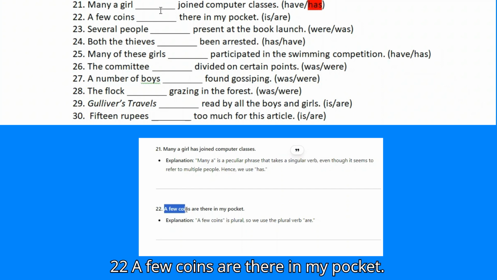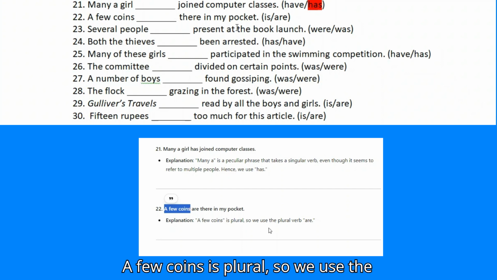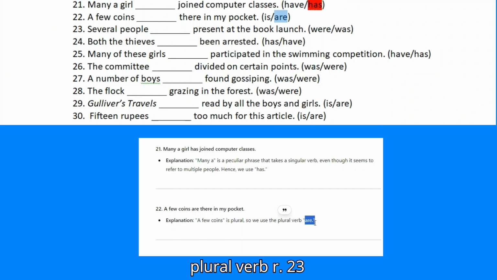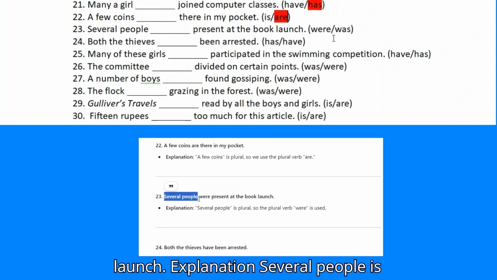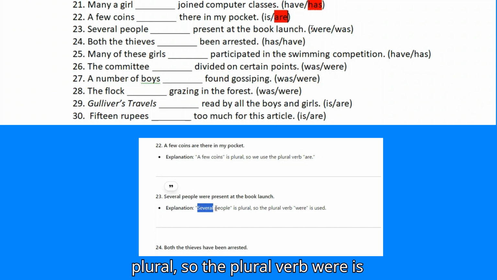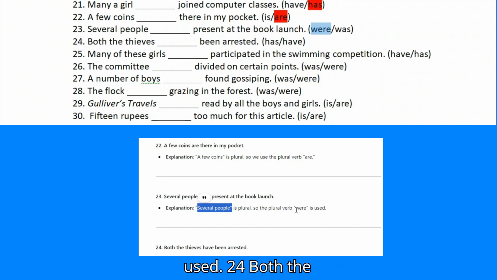22. A few coins are there in my pocket. A few coins is plural, so we use the plural verb are. 23. Several people were present at the book launch. Explanation. Several people is plural, so the plural verb were is used.